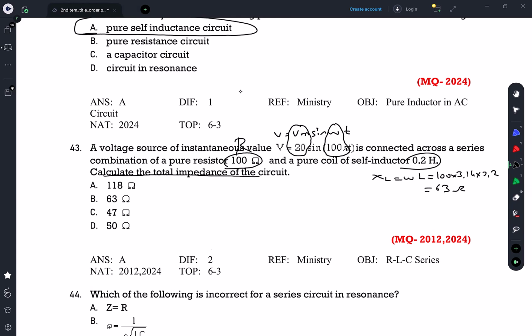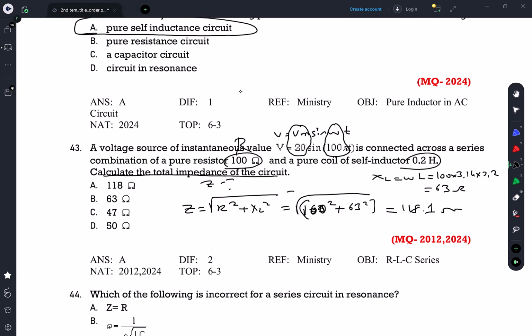So what is the total impedance Z? Z is equal to the root of R squared plus XL squared. R is 100, so it's going to be the square root of 100 squared plus 63 squared. Then take the root of the answer, it is 118.1 ohm. So A is the correct choice.